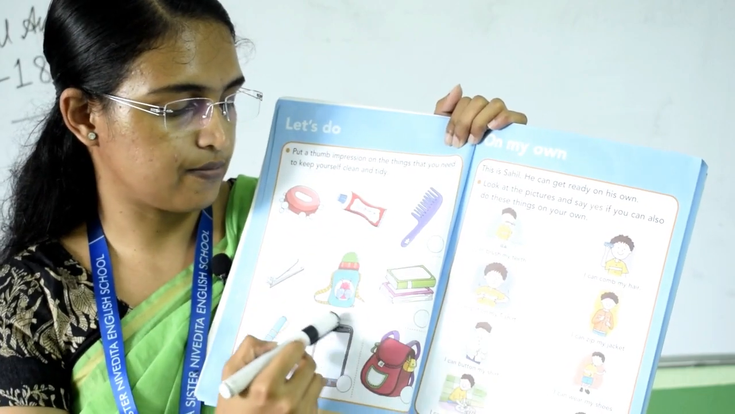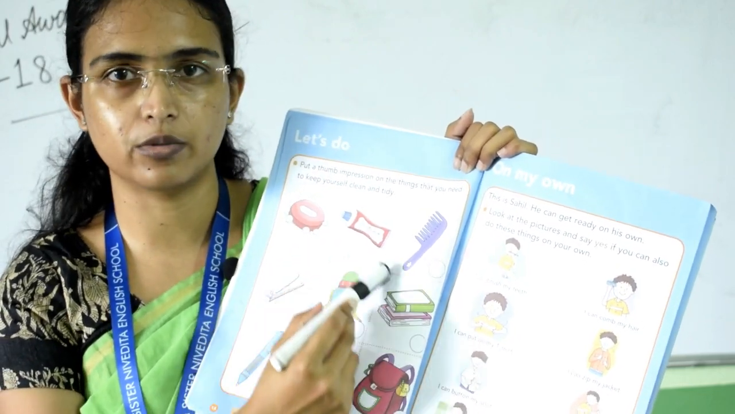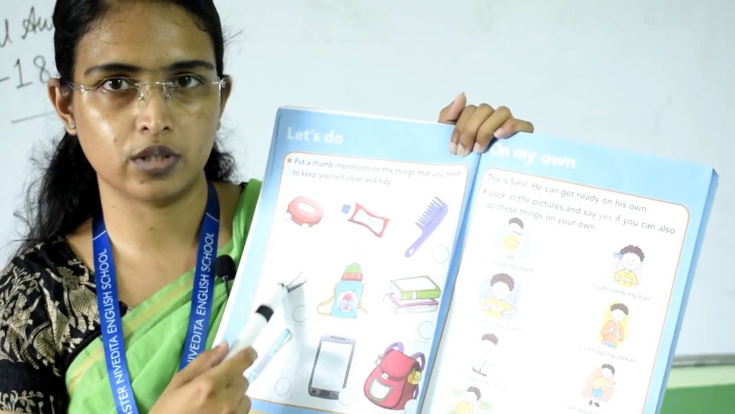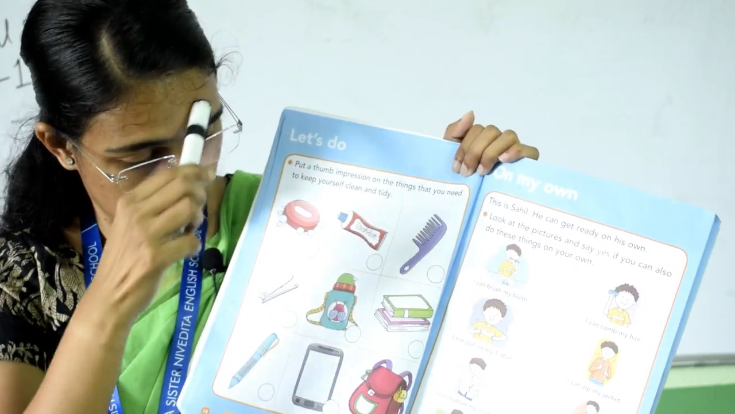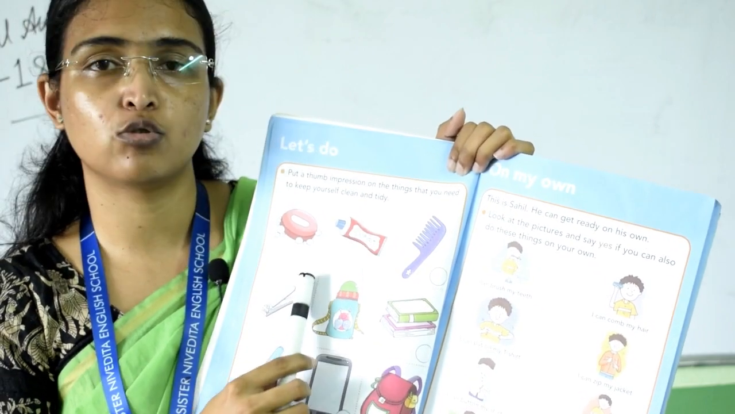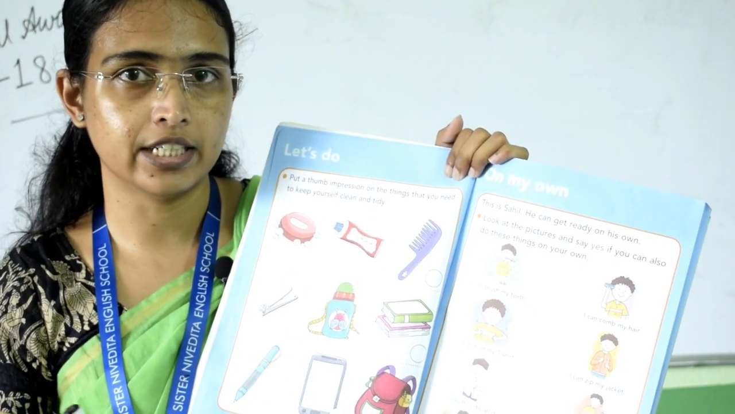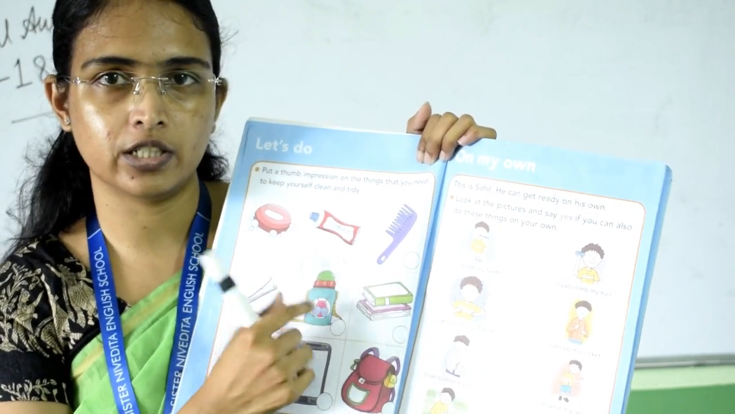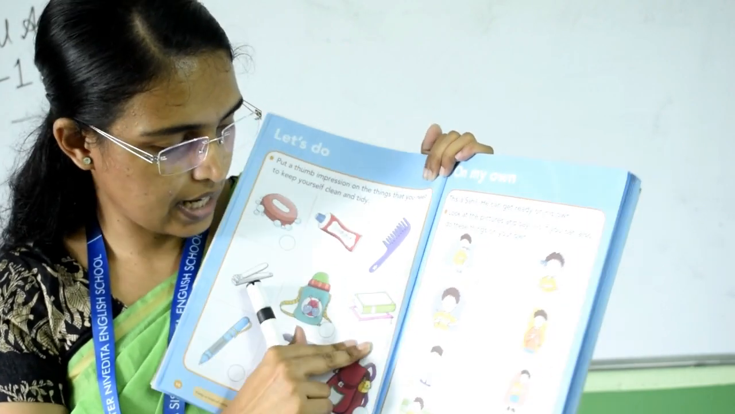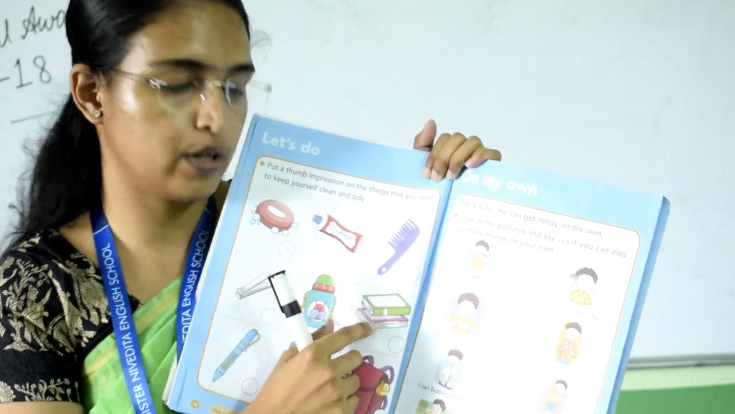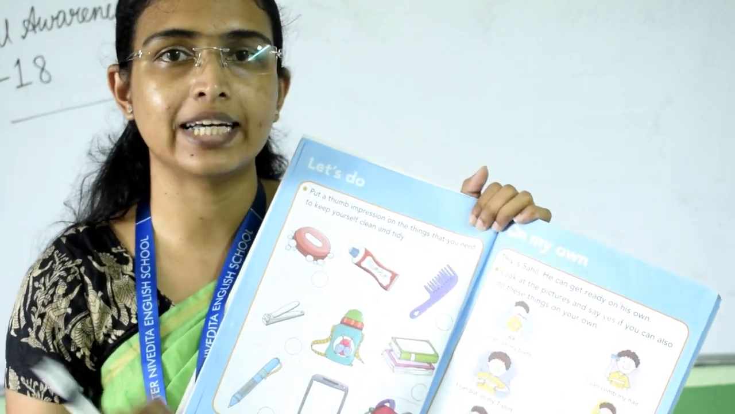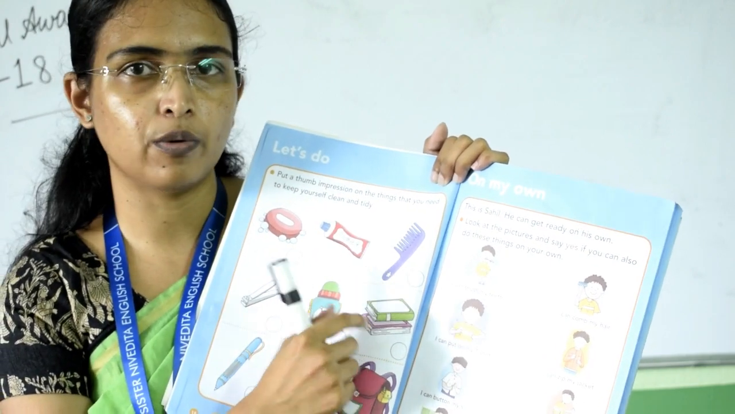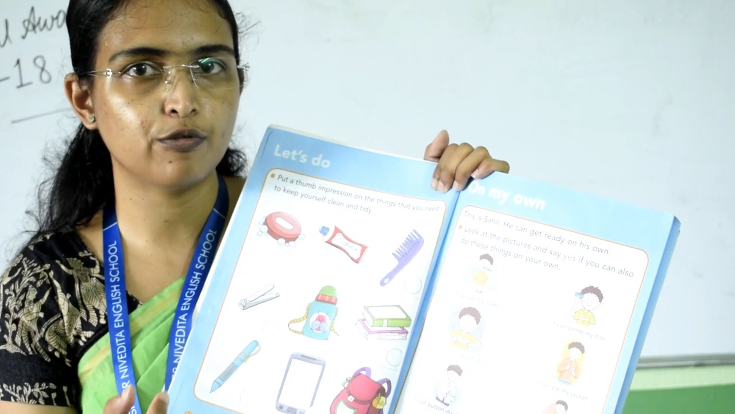Then what is this? This is a water bottle, right? When you come to school, you use this bottle to drink water. So can it help us to clean or make us tidy? No. So don't put any thumb impression on this picture, okay? Then books. With the help of these books, can we make ourselves clean and tidy? No. We use the book for study.